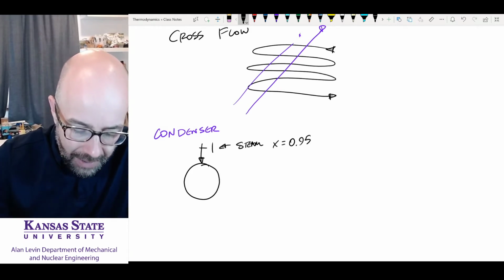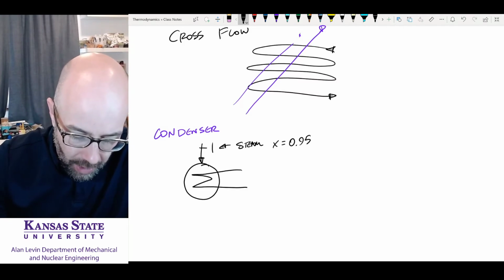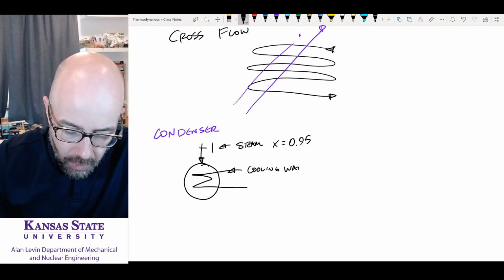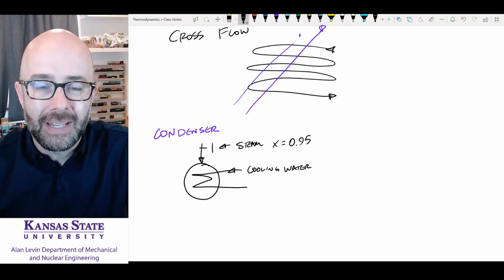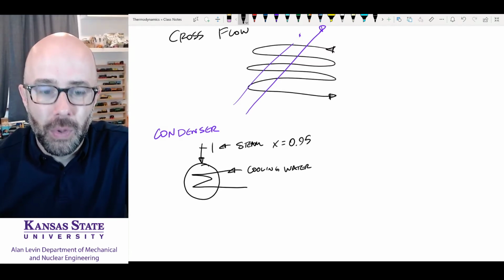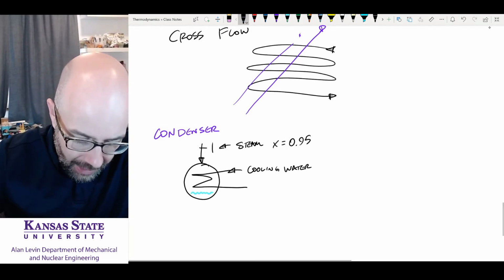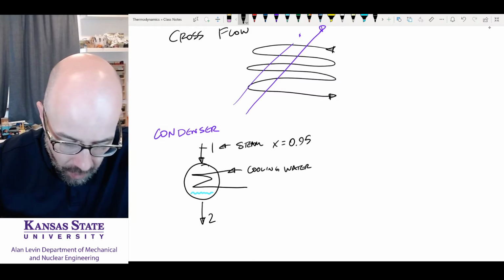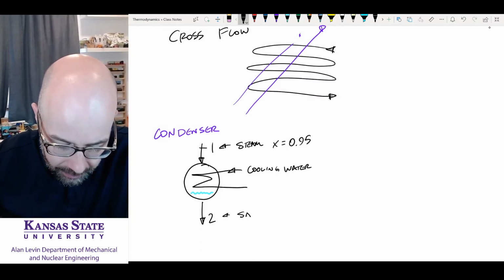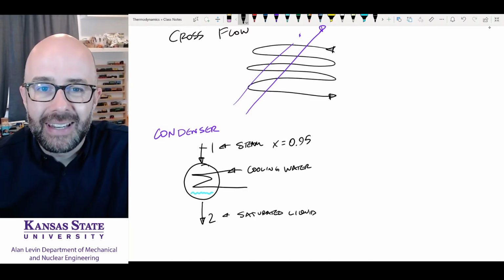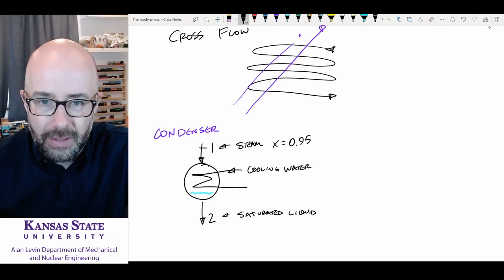And we're going to have cooling water that is going to be flowing through the condenser. As that steam goes over the cooling water, it's going to turn into liquid down here and comes out at state 2, where this is going to be saturated liquid. That is one way we are going to draw this. So you're going to see condensers a lot in this class.